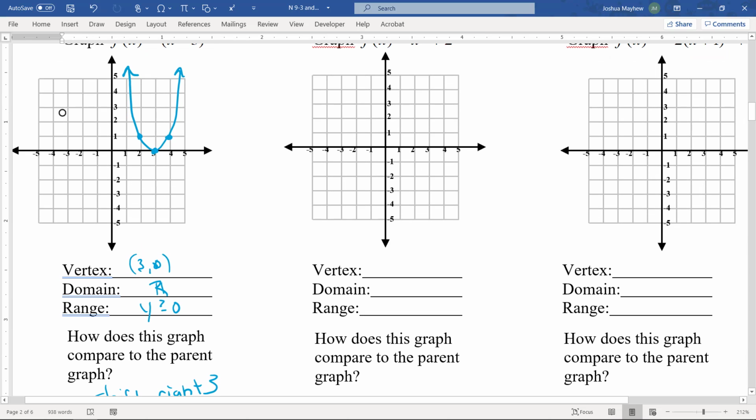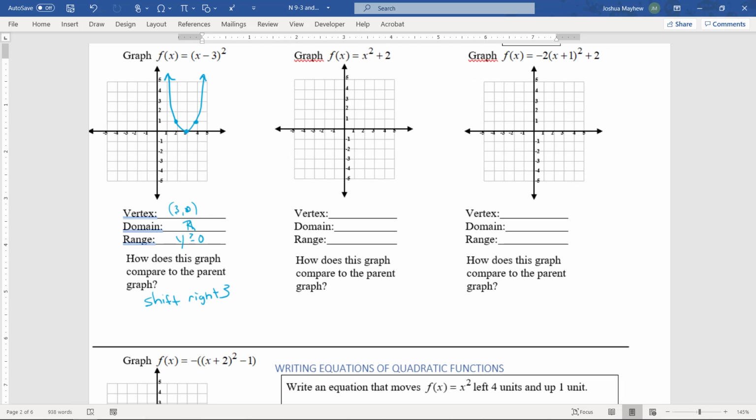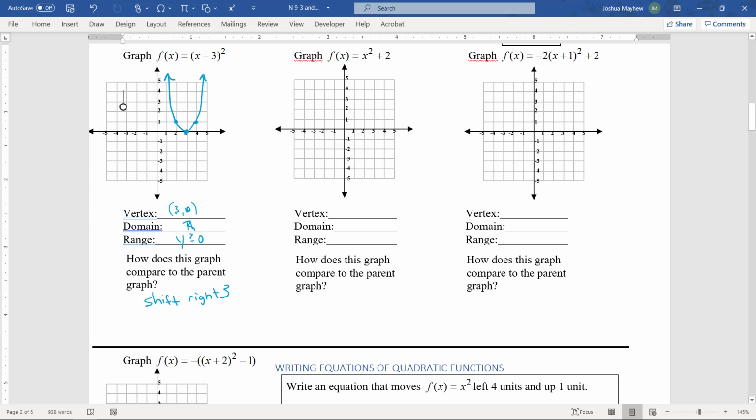We're going to graph y equals x squared plus 2. Well, there are no parentheses, so this is a vertical shift. So it's going to shift up 2. You're going to take your 3 points and move them up 2. So 0, 0 goes here, up 2; 1, 1, up 2; -1, 1, up 2. So there's my new parabola. The more you do this, the better you'll get at it, I promise.